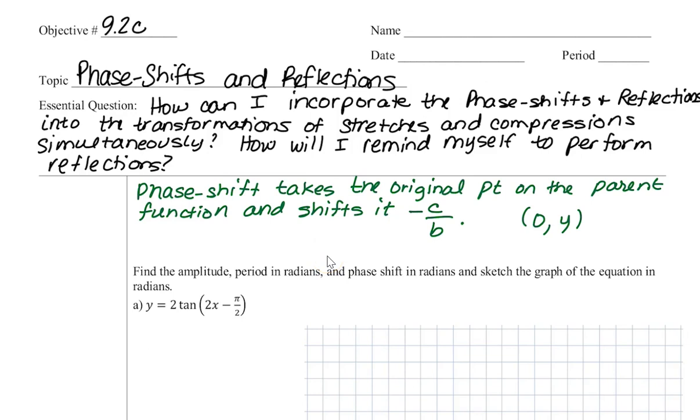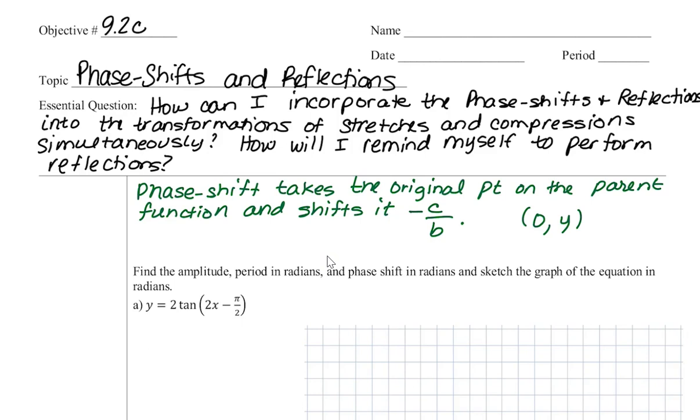Okay, so just a reminder, phase shift takes the original point on the parent function and shifts it left or right, whatever it is, the opposite of C term over B term. And I always just like to use the point on the parent function that's on the y-axis, and then I look to see if my new function has the correct phase shift.